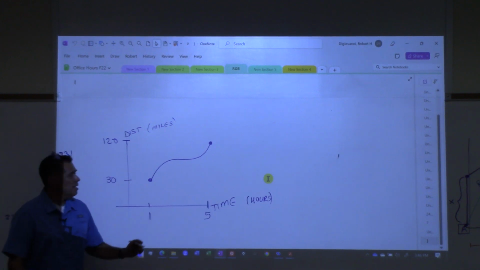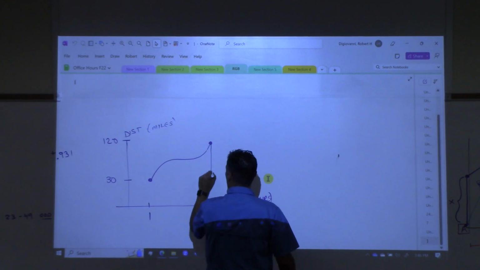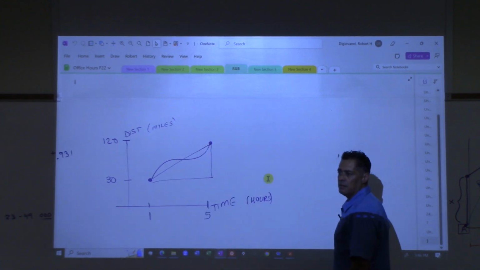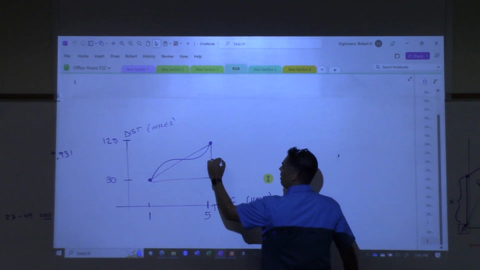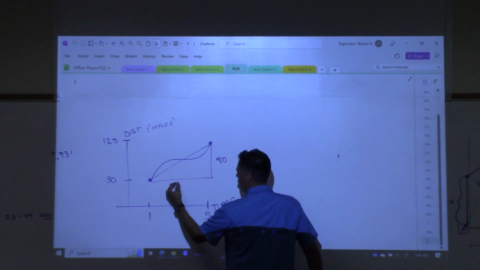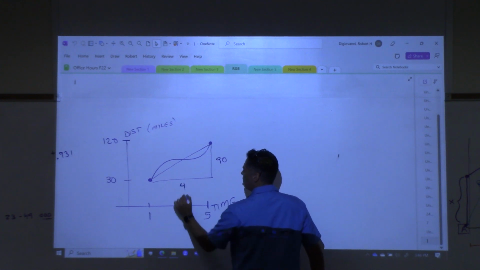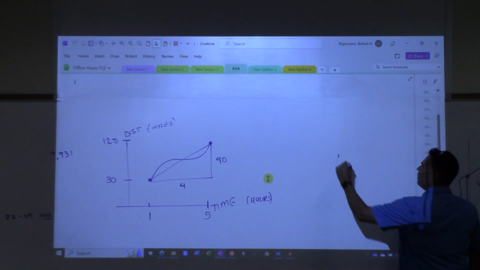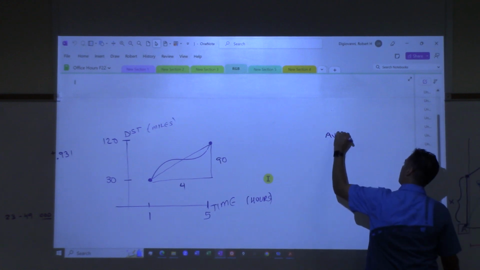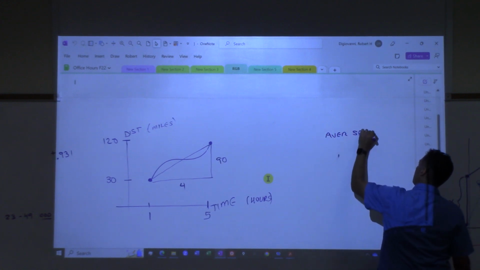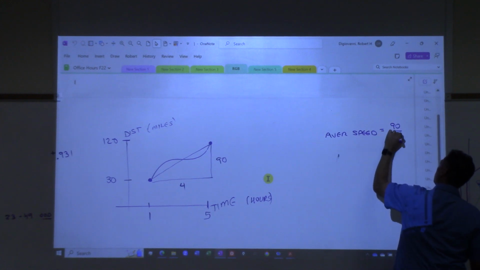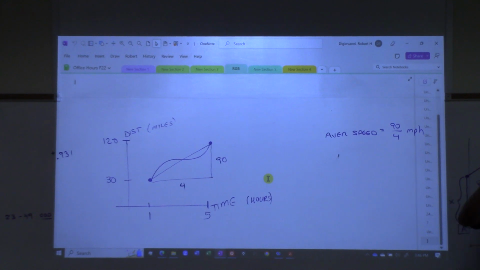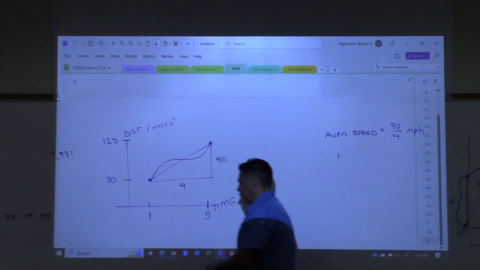4 hours, right? So all we're doing there is drawing a right triangle. We're trying to find the rise over run. We're trying to find the slope of the secant line, right? Your rise is 90, and your run is, wait, did we say 5? It's 4, right? And so the average speed would be 90 over 4. Miles per hour? That's just the slope of the line connecting those two, isn't it?